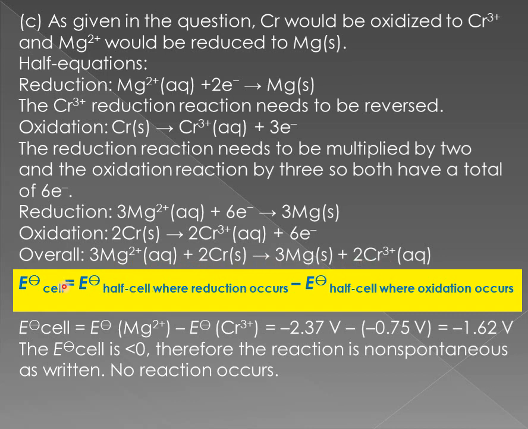When we apply this rule, where does reduction happen? Reduction happens in magnesium, so the standard electrode potential of magnesium is negative 2.37 volt. And where does oxidation happen? Oxidation happens in chromium, and this is the standard electrode potential of chromium. The overall is negative 1.62, so it's less than 0. So the reaction is not spontaneous and will not occur.